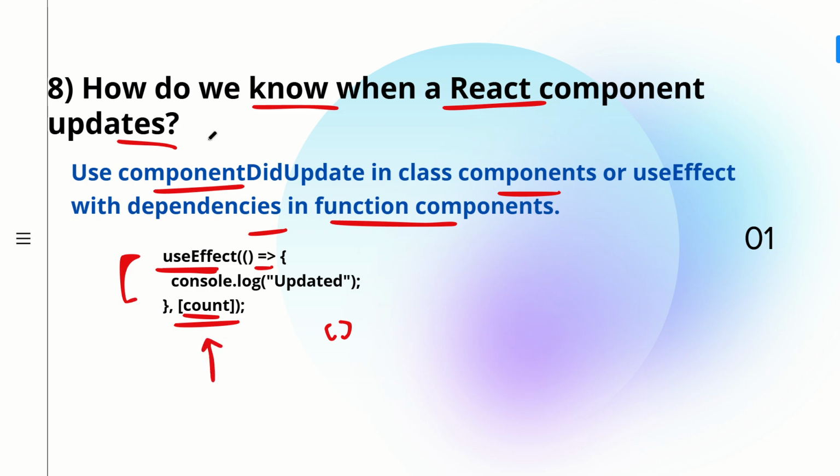In case you want to see if your React component is updating, suppose you have something called count and there is a button. Whenever you click on this button, your count will increase one by one.